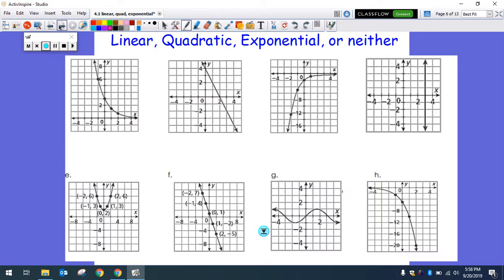So I want you to pause it and I want you to look at these 8 graphs and see if you can figure out what kind they would be. All right, hopefully you did it. Let's go over the answers. This goes down and curves. So this is going to be exponential. And because it goes down, it is actually exponential decay. This is a straight line, so it's linear. This goes up and curves, so this is exponential growth as it goes up.